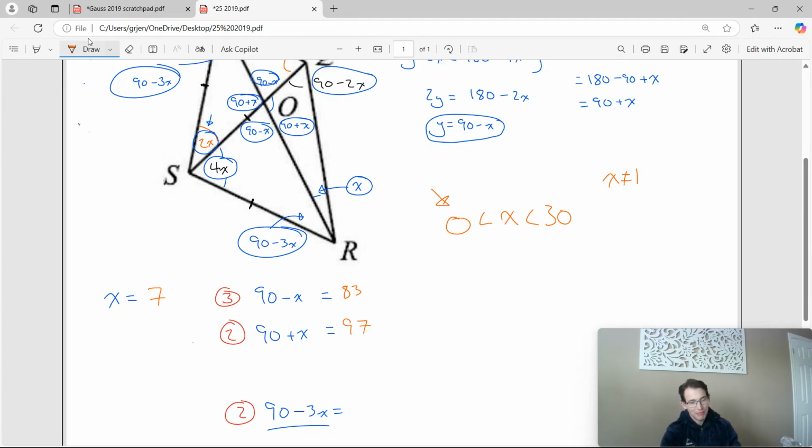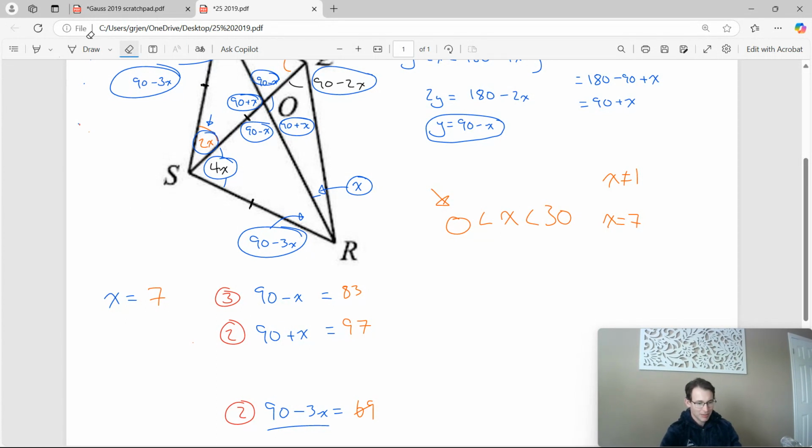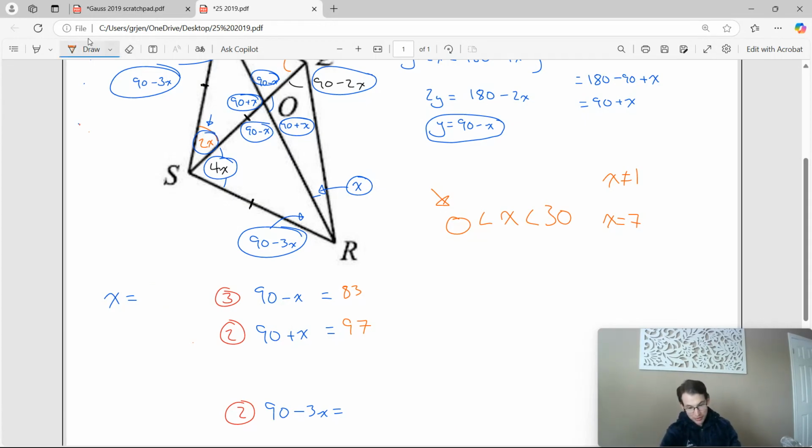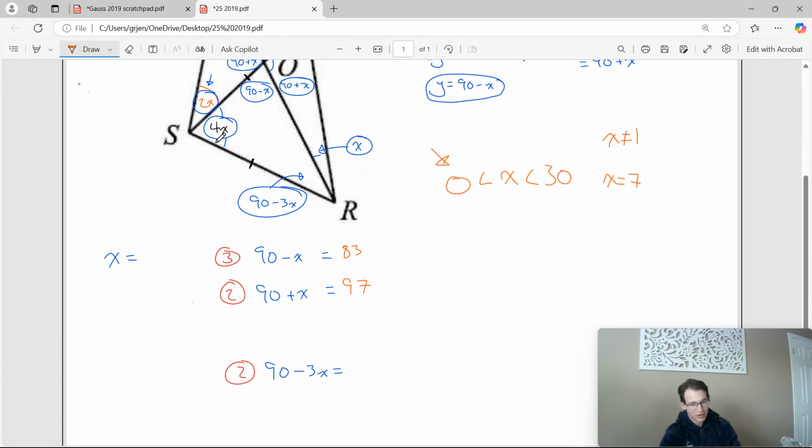Oh, wait, 90 minus 3x, that's 90 minus 21. That gives us 69, which is not prime. We have our first value of x, so x can equal 7. We've got one. That gave us primes up top. Let's keep looking, everybody. I can also show you another trick, or we can just keep testing primes until we're done. I'll show you the trick at the end.